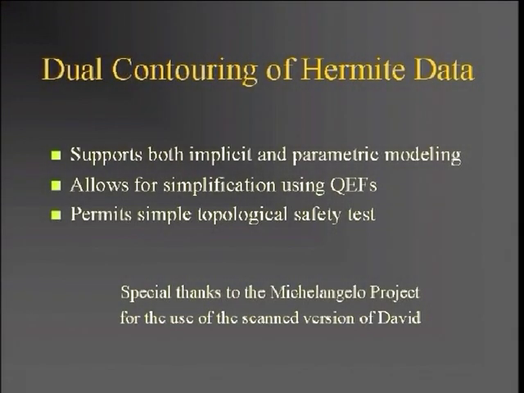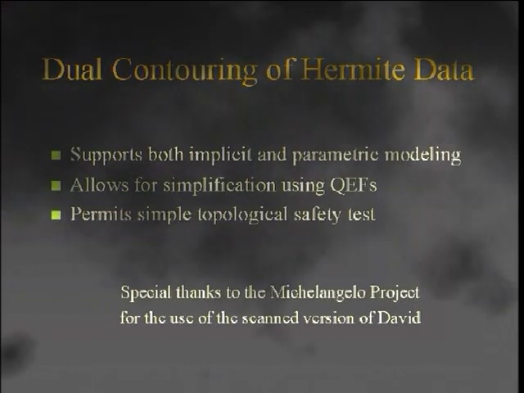Dual contouring is a fast, simple method for contouring Hermite data. It supports polyhedral simplification through the use of quadratic error functions and topological safety of those simplifications.